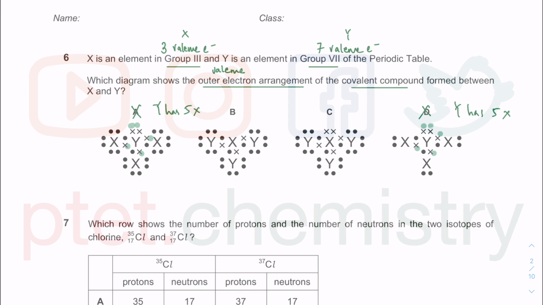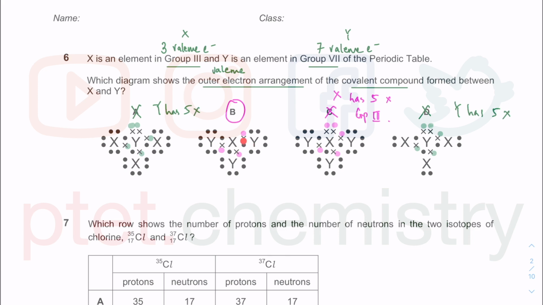X is in group 3. If X is in group 3, hopefully you can see if I have 1, 2, 3, 4, 5, then X has 5 crosses, but it's group 3. So you think about the logic, it's impossible there. Whereas here you have 1, 2, and 3 crosses for the X, and then it is the answer that we're expecting because they share electrons, and Y will share 1 electron only.